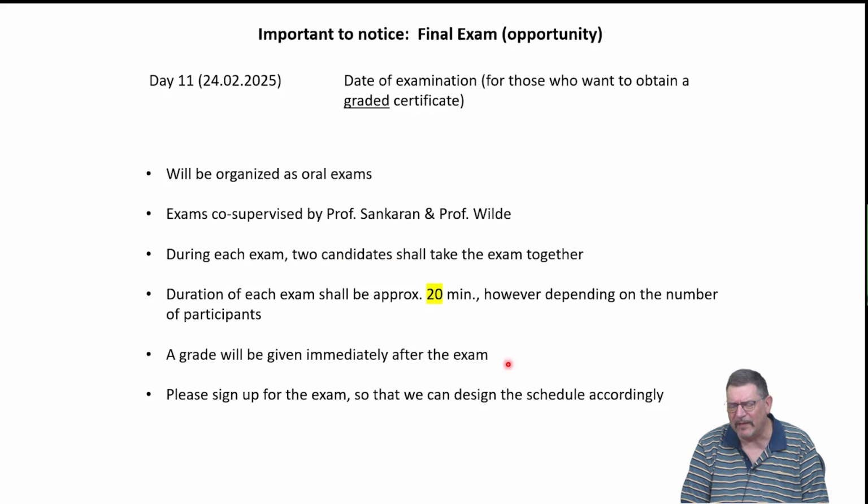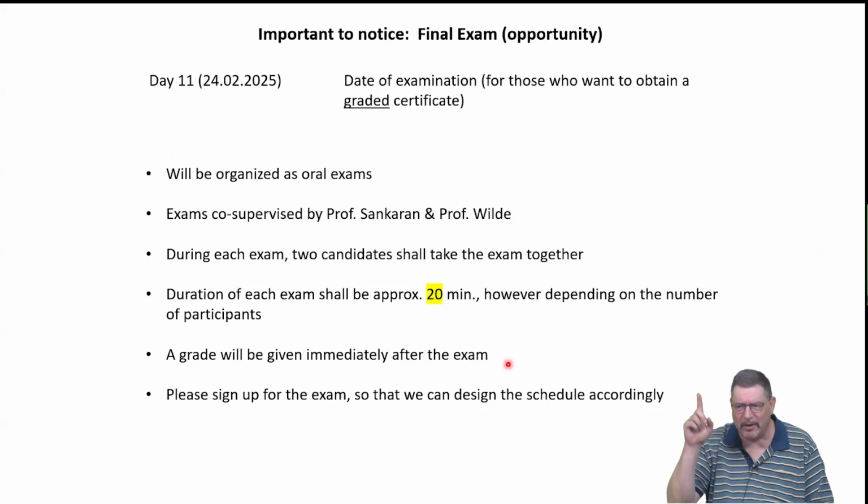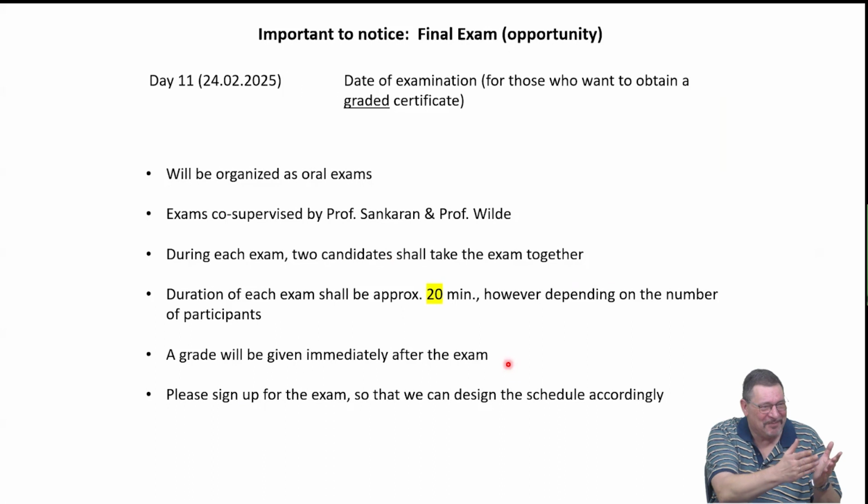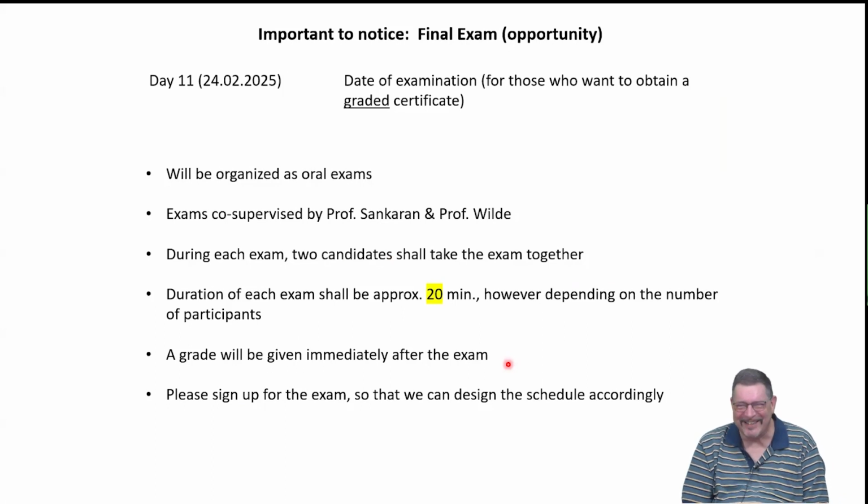There is a final exam opportunity for those who are taking part in presence. I'm not sure if anybody of you wants to obtain a graded certificate. Maybe you can show me by raising your hand who wants to do it. One. Okay, so this is easy to organize. Then we will just meet with you. And then there is no time restriction at all.